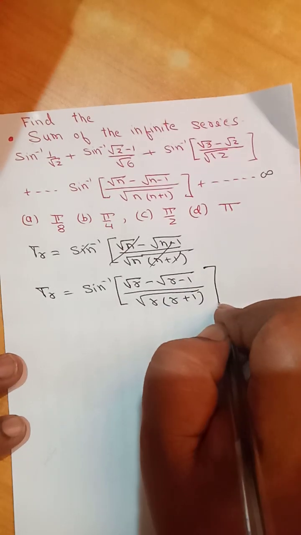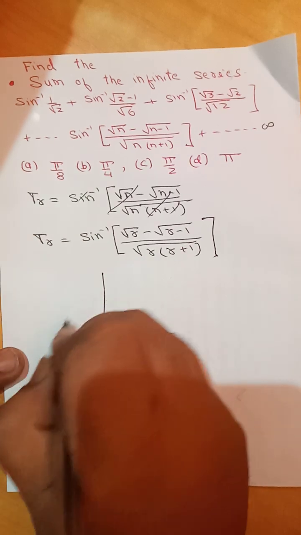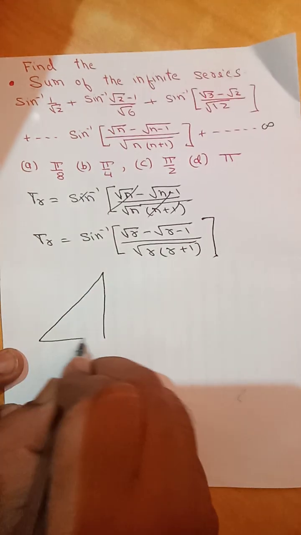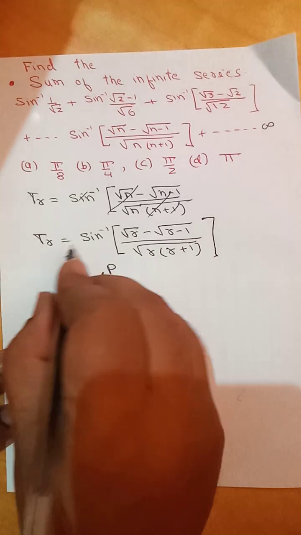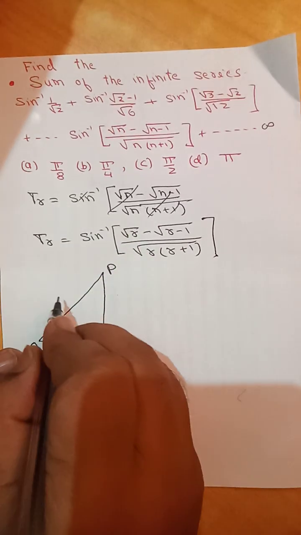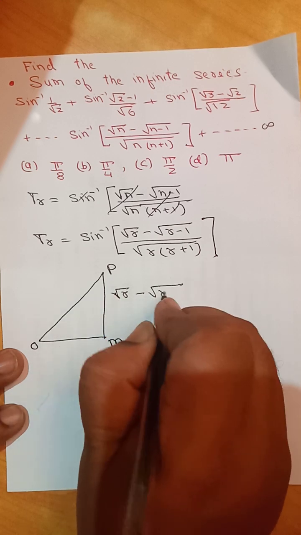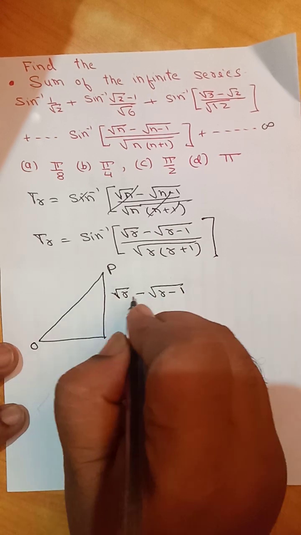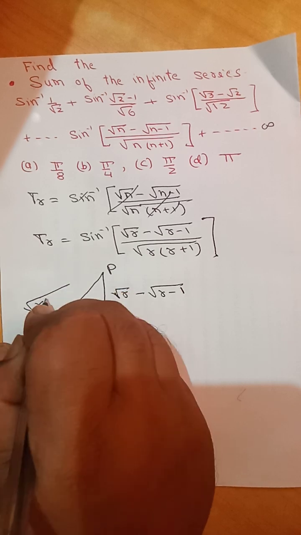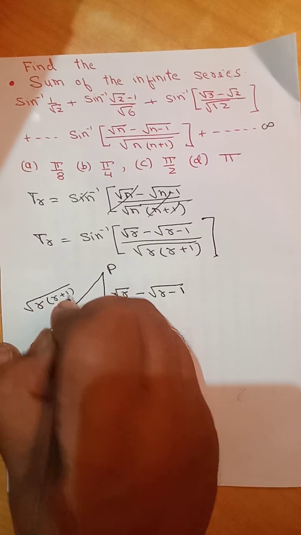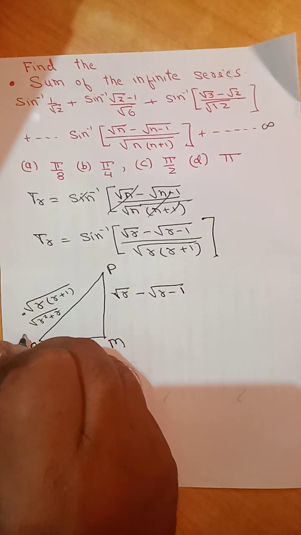First you try to convert it into tan inverse form. If I draw the triangle OPM, sine theta is equal to opposite by hypotenuse. The opposite side is root R minus root of R minus 1. The hypotenuse is root of R into R plus 1, or I can write root R square plus R also. Either one, it doesn't matter.